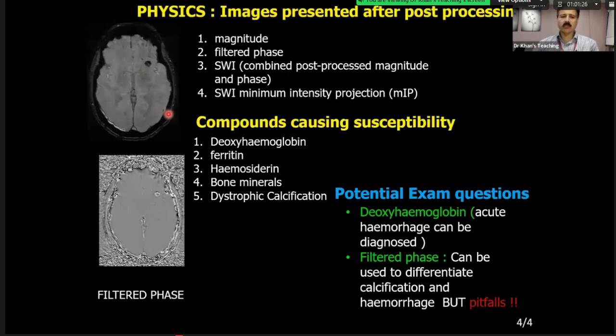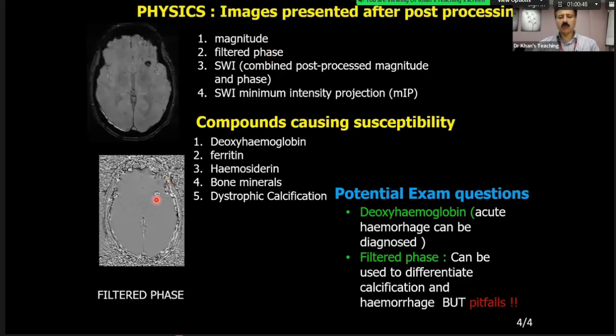A poor man's method, by the way, is that in your day-to-day practice, you simply see the CT scan. If there is calcification, you call it calcification. But you have to do this filtered phase image. A bit of physics is involved. When you do an SWI sequence, you can post-process them into various kinds of sequences: magnitude, filtered phase, SWI, combined post-processed magnitude and phase, and SWI minimum intensity projection. Out of this, filtered phase will give you this kind of an image.